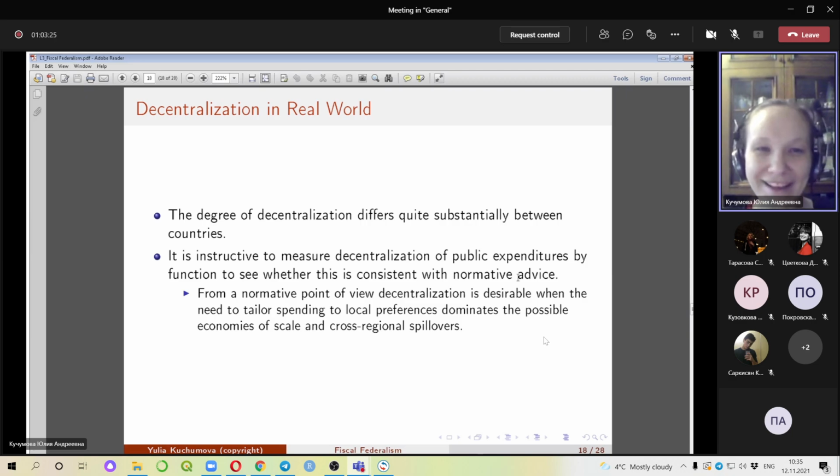Okay, with that, I want to move on and say that the degree of decentralization differs quite substantially between countries. And for us, it's instructive to measure decentralization of public expenditure by function to see whether this is consistent with normative advice. The normative advice is that, from a normative point of view, decentralization is desirable when the need to tailor spending to local preferences dominates the possible economies of scale and cross-regional spillovers.